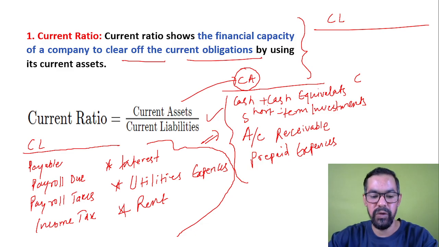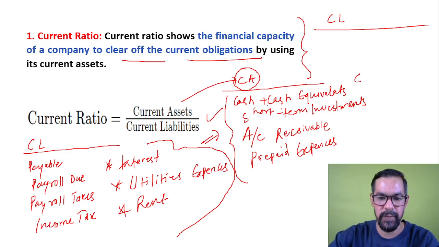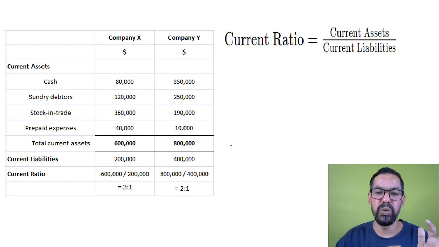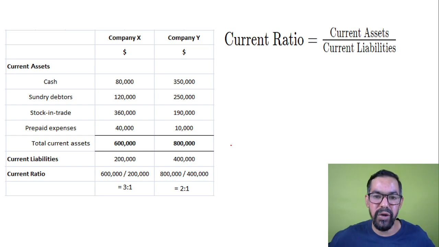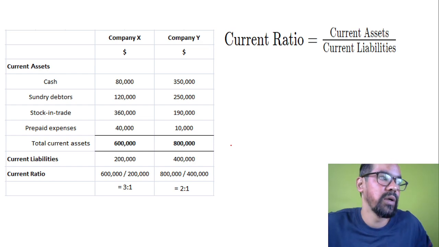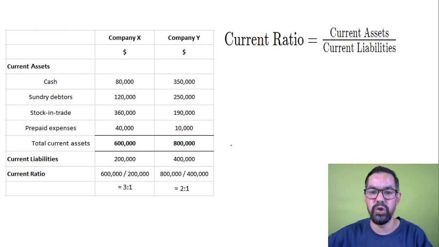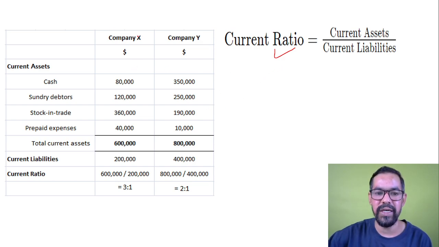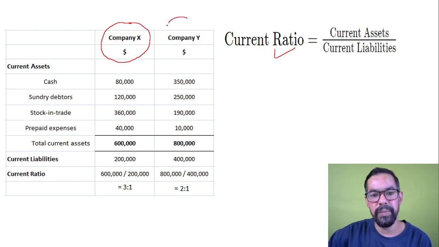I hope you guys are clearly getting this. Okay, so I'll give a case. On the basis of this case, you will be able to build your understanding of the current ratio. You just need to remember this formula. It is very simple: current assets divided by current liabilities. Here we have two cases, one is company X and another one is company Y.